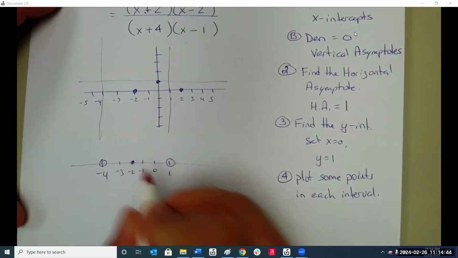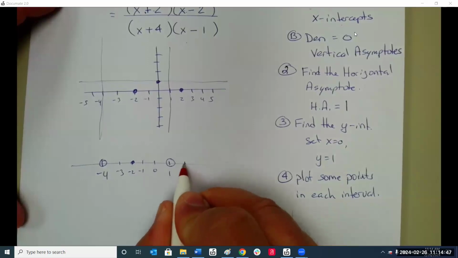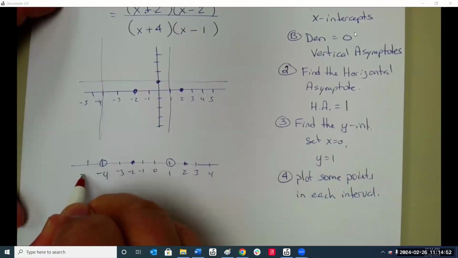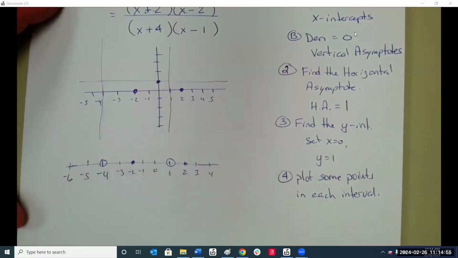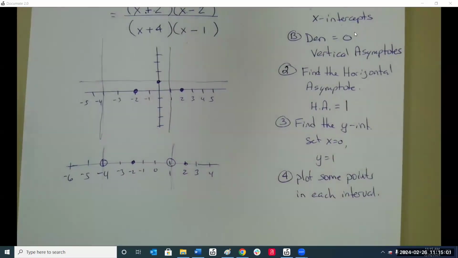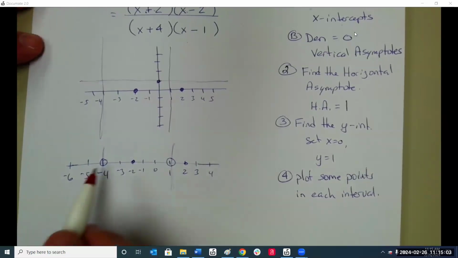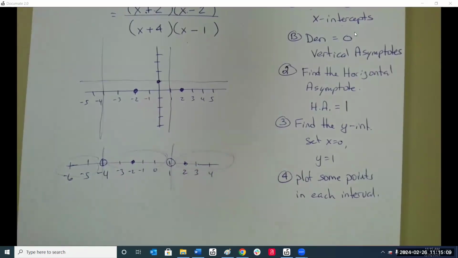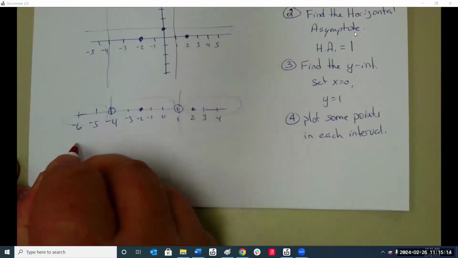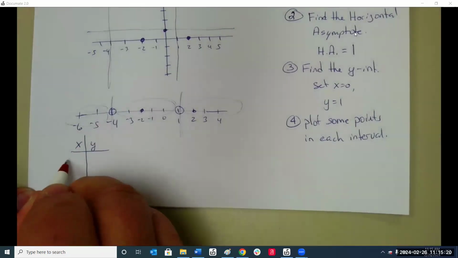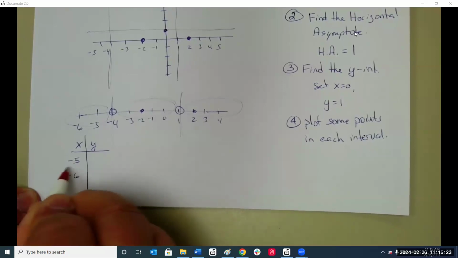Well, we know what happens at -2 and 2. Those are intercepts. So we cannot use this and we cannot use this. Plot some points on this side, between these and these, and see where it lays. So at -5 and at -6, let's look at what happens to those.